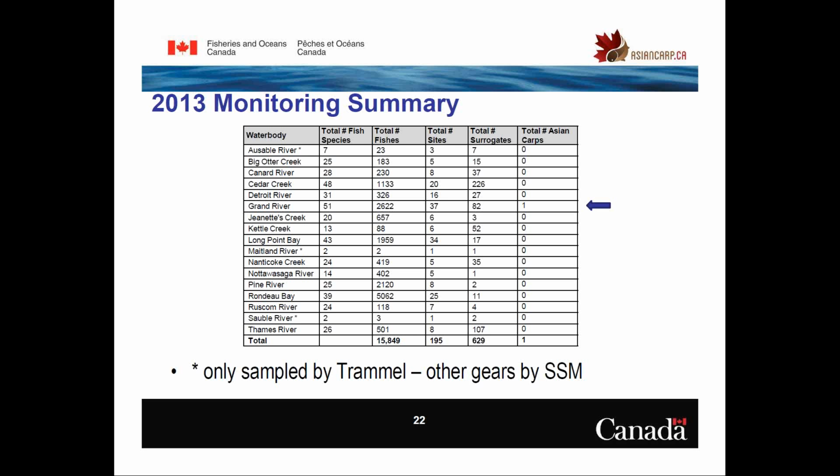As you can see from this, the majority of the surrogate species, the common carp and buffalo, were captured in Lake Erie tributaries, so Cedar Creek, Grand River, Kettle Creek, and Anacoke. But there were quite a few in the Thames River and Canard River as well.